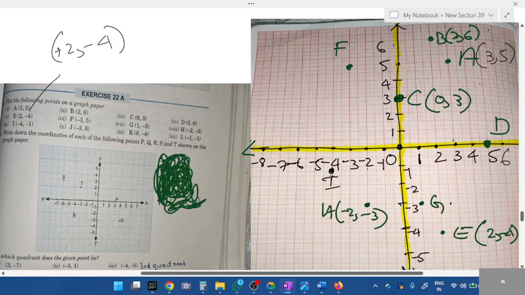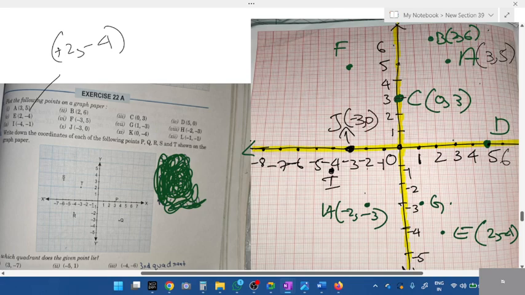Next, J is in which one? Minus 3 comma 0. Which one doesn't have a value? Which is 0, students? Y is 0, J. So it lies in the third quadrant. Minus 3 is here. This is J. Look at point J.